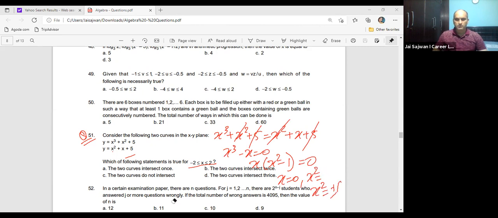So after this, I'm sure you can write it as x is equal to plus minus 1. The points of intersection are x is equal to 0 and x is equal to plus minus 1.